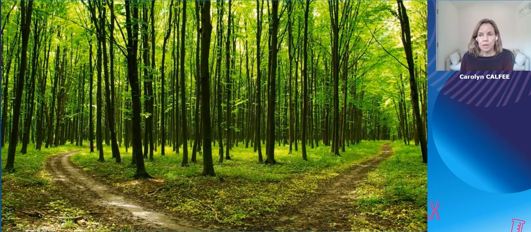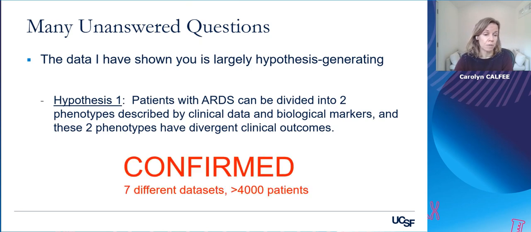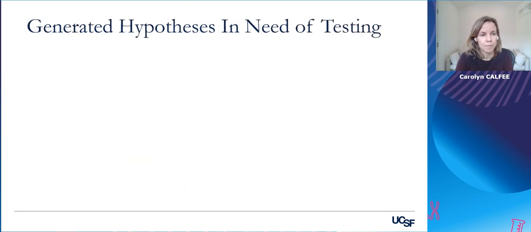All right, so where do we go from here? Well, I think we have many unanswered questions. The data that I've shown you is largely hypothesis generating. I think the first hypothesis being that patients with ARDS can be divided into two phenotypes described by clinical data and biological markers, and these two phenotypes have divergent clinical outcomes. I think we can consider this hypothesis now to be confirmed, that we've repeated it in 7 different data sets with over 4,000 patients.